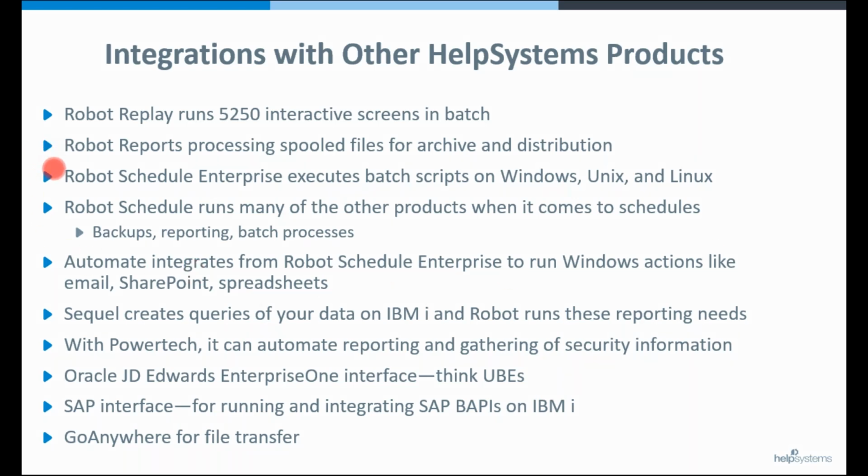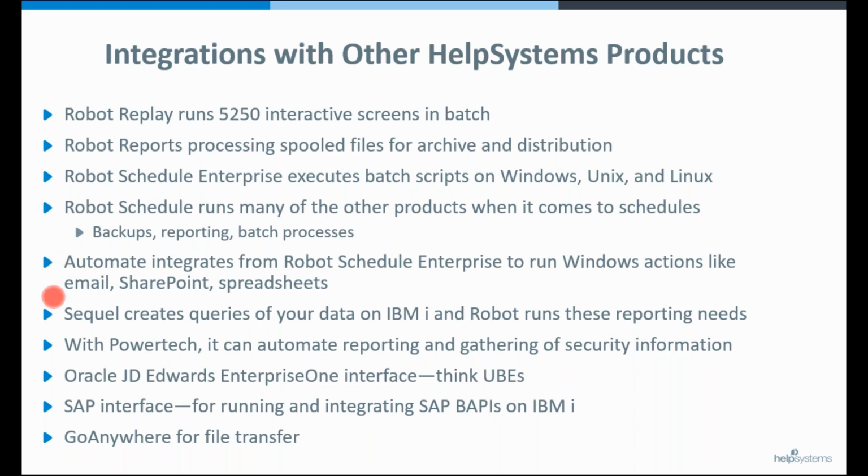We have the enterprise piece that allows us to do Windows, Unix, and Linux. Robot Schedule, certainly think about it for your backups, your reporting, your batch processing. It's not just for system tasks or not just for business processes. We can do it all. We really are a business process automation tool also, when you think about it. We're also an enterprise scheduler. We also can integrate with Windows, Unix, and Linux. We can run things like email, SharePoint, spreadsheets, things like that.